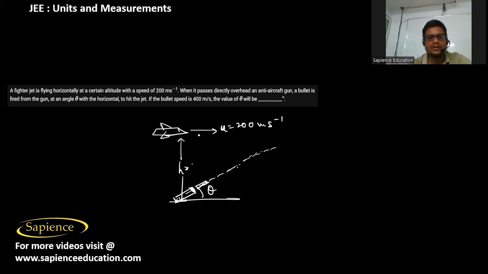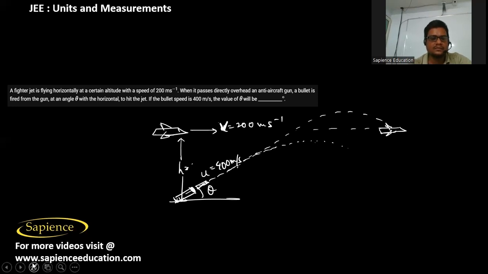If the speed of the bullet is u, and the speed of the fighter jet is v, where u is 400 meters per second, then the value of theta will be... Let's say it will hit the jet plane here. So it means at some time t it will hit.